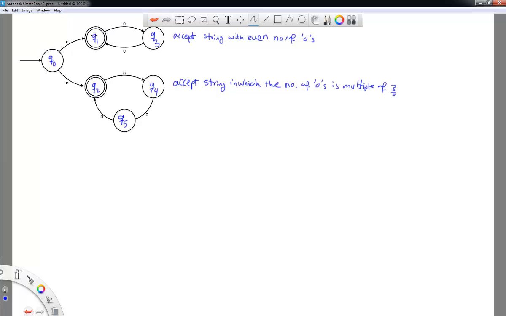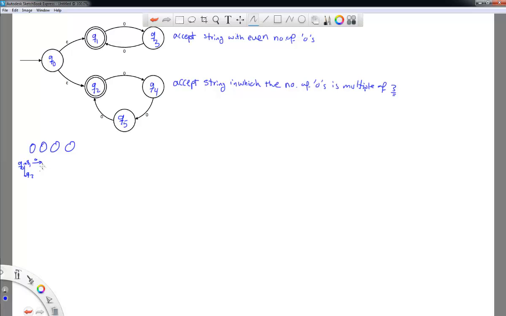So, if either one of these two branches is in an accept state, then your machine is going to accept, which means that it's going to accept either the strings with even number of zeros or the strings where the number of zeros is a multiple of 3. So let's go over a couple of examples, see what happens. Let's see what happens with string 0, 0, 0, 0. My machine starts in Q sub 0, and then immediately it's going to branch into Q sub 1 and Q sub 2.